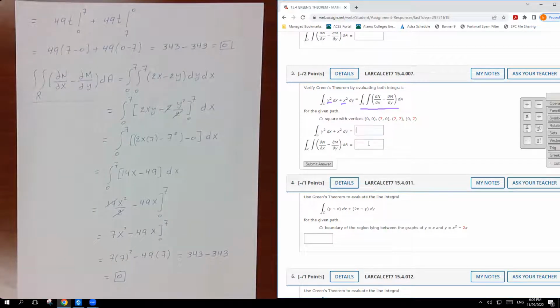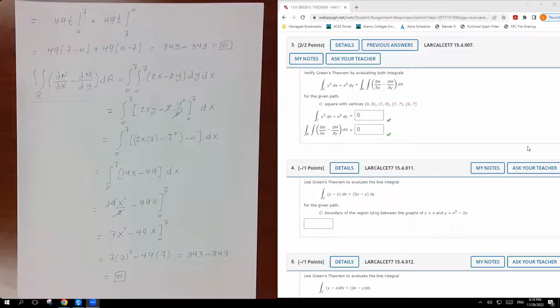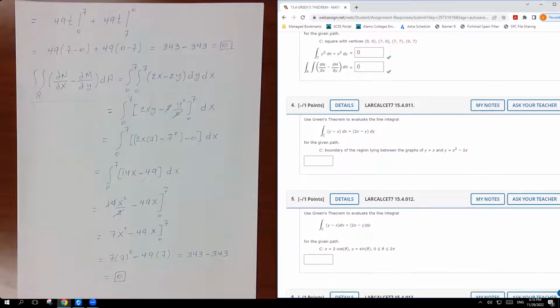So we're going to put 0 here. I'm going to put 0 here. We got it right. Let's move to number 4. Again, you're going to get the same thing. I'm going to try to solve this example for you.